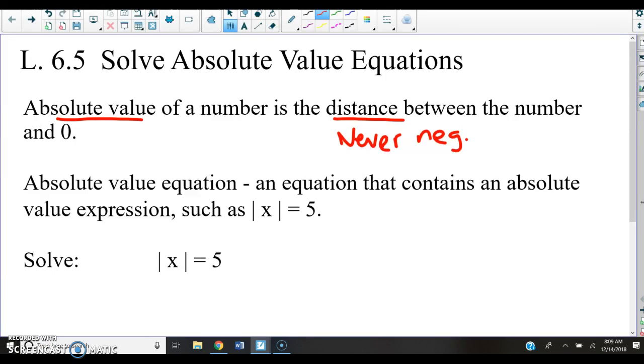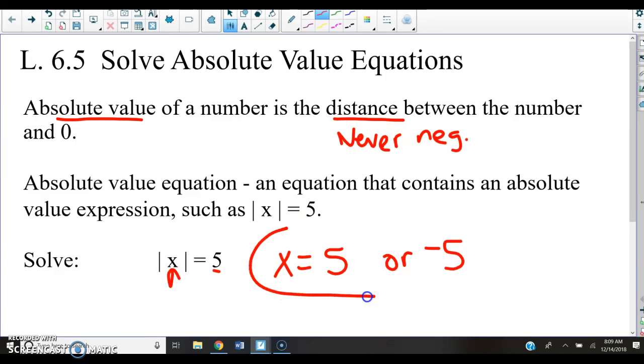So when you solve an absolute value equation, one that has an absolute value in it, you've got to realize that this number could have been the value or it could have been the opposite. So x could be 5 or it could have been negative 5, because the absolute value of negative 5 is 5. That's going to be the key to solving these: realizing those numbers that you take the absolute value of could be positive or negative.